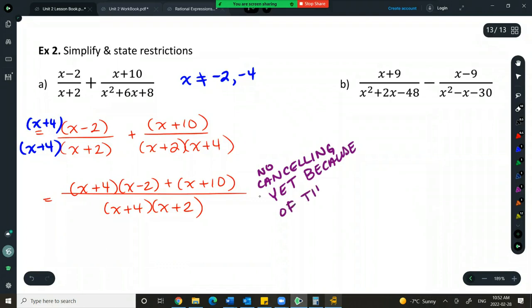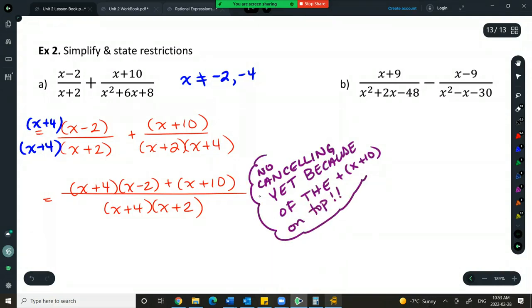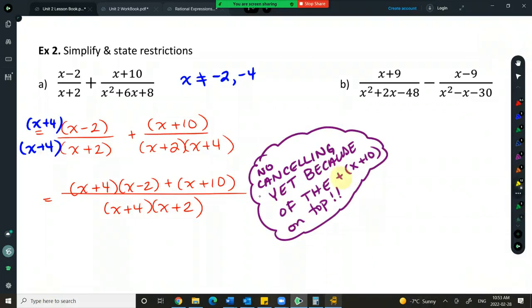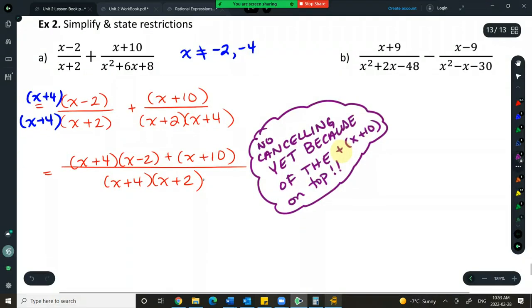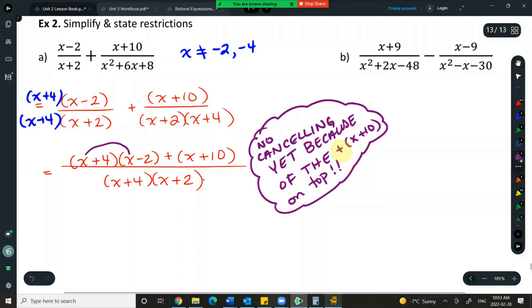So no canceling yet because of the plus x minus x plus 10 on top. Okay, and the big part is because we're adding that. So instead, we will continue to follow the steps. We need to expand and simplify the numerator. So I'm actually going to take steps to FOIL this.